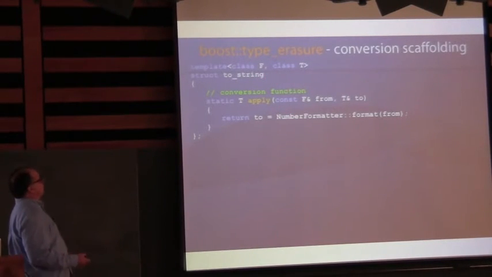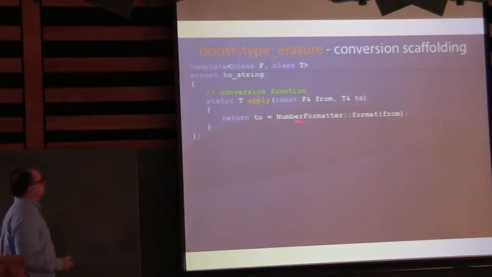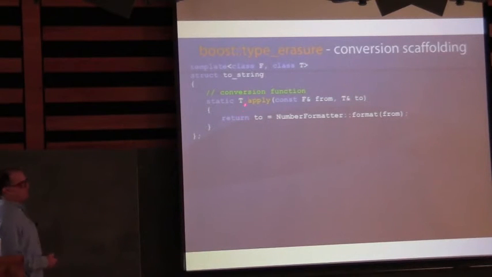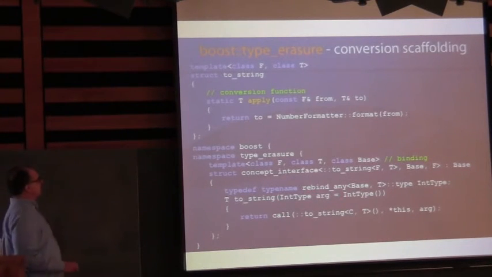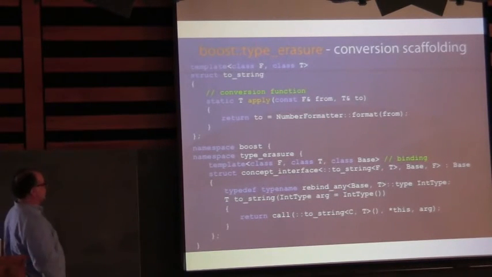First, what you do in achieving that goal is basically you declare this toString struct templated on the from and to type that you want to convert. And then you have this magic apply function in there that takes those from and to and turns from into to and then returns it. The other part of this scaffolding is basically a binding. We have this concept interface and you put that toString struct in there and then you rebind that and you have this toString in here that will basically just delegate that conversion to the original one.